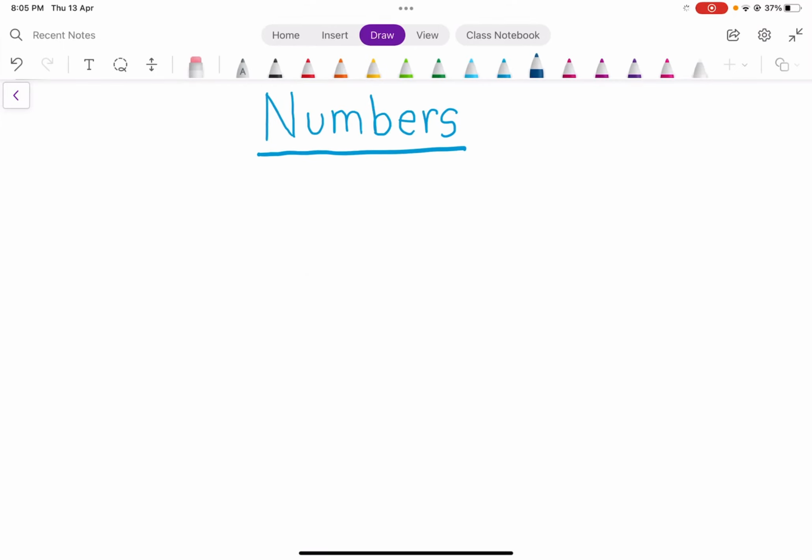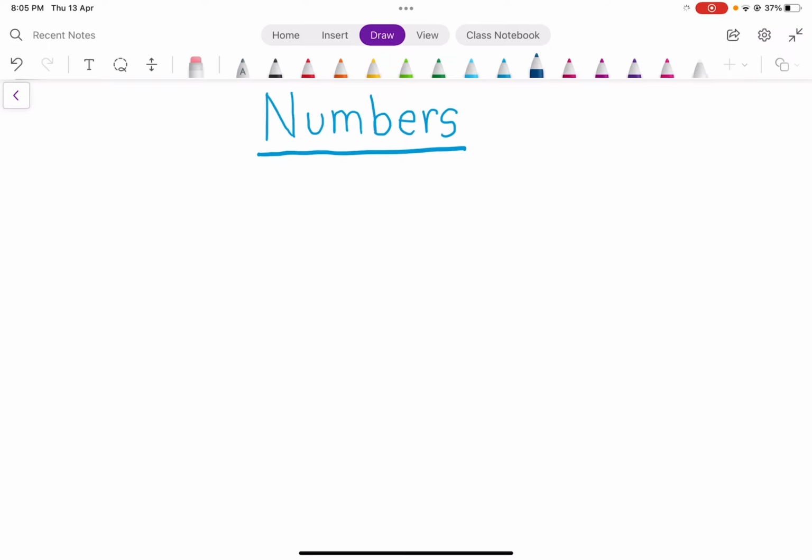Hi everyone. Today we're going to be talking about one of the most basic yet most vital topics in math. This topic is none other than numbers. We use numbers practically everywhere in our daily lives. When you wake up, you look at the time. It could be on a clock or a digital alarm clock or anything, but that includes numbers.